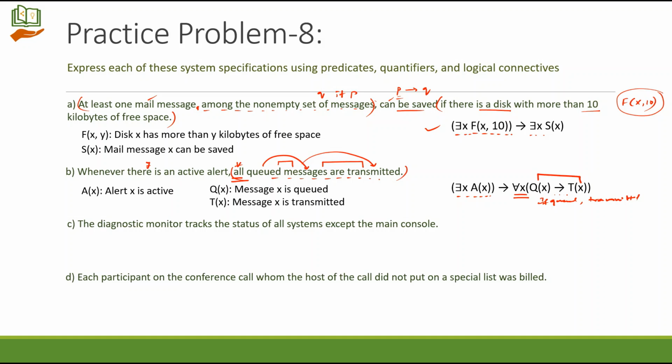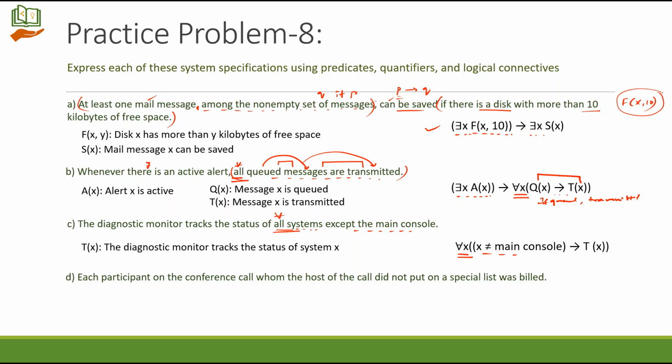What about C? The diagnostic monitor tracks the status of all systems except the main console. Let's take T of X: the diagnostic monitor tracks the status of system X. So, this all is for the universal quantifier, and "except the main console" can be treated as X is not equal to main console. This is given as an exception, and if that particular system is not the main console, then the diagnostic monitor can track the status. That's why we are presenting it in conditional form. And this applies to all X, with exceptional cases mentioned here.